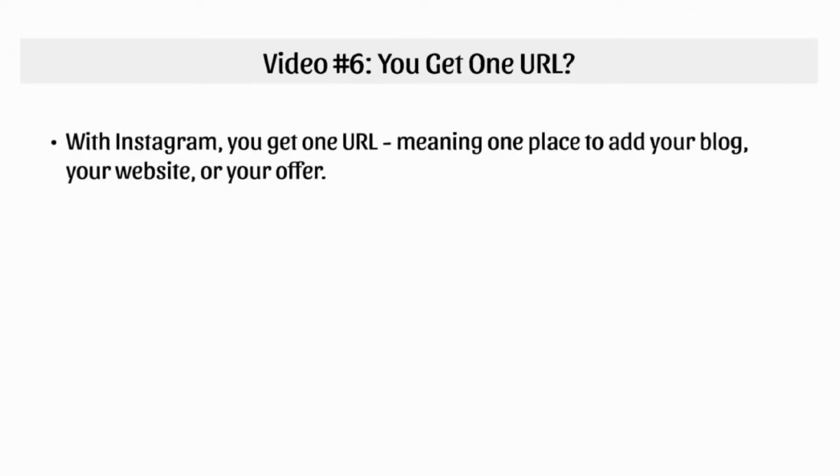So the reality is with Instagram, you get one URL, meaning one place to add your blog, your website, or your offer. It's not like Facebook where you can create a post every single time and put a URL directly to your offer. You get one URL, so you've got to choose it wisely.